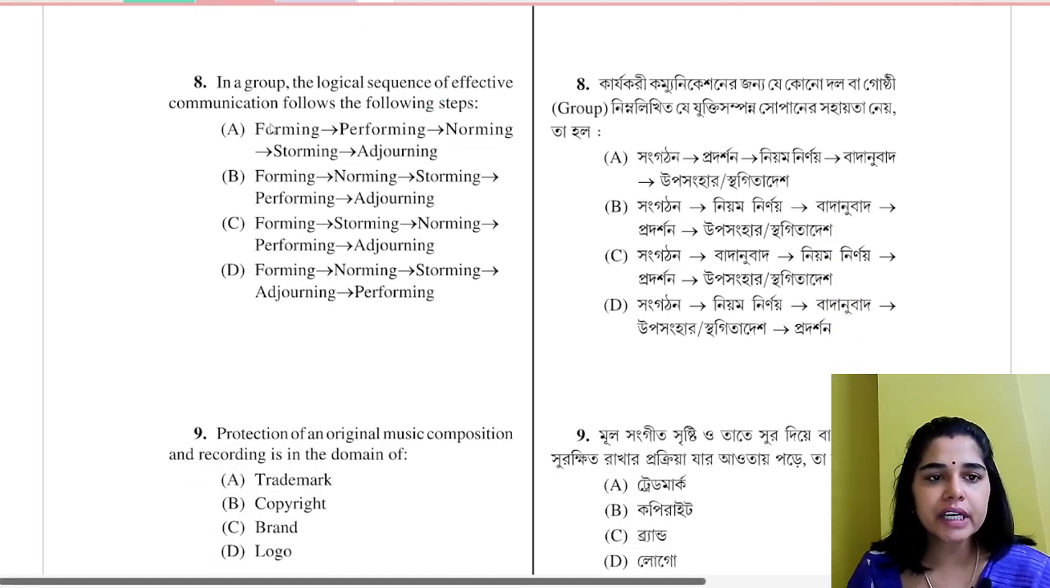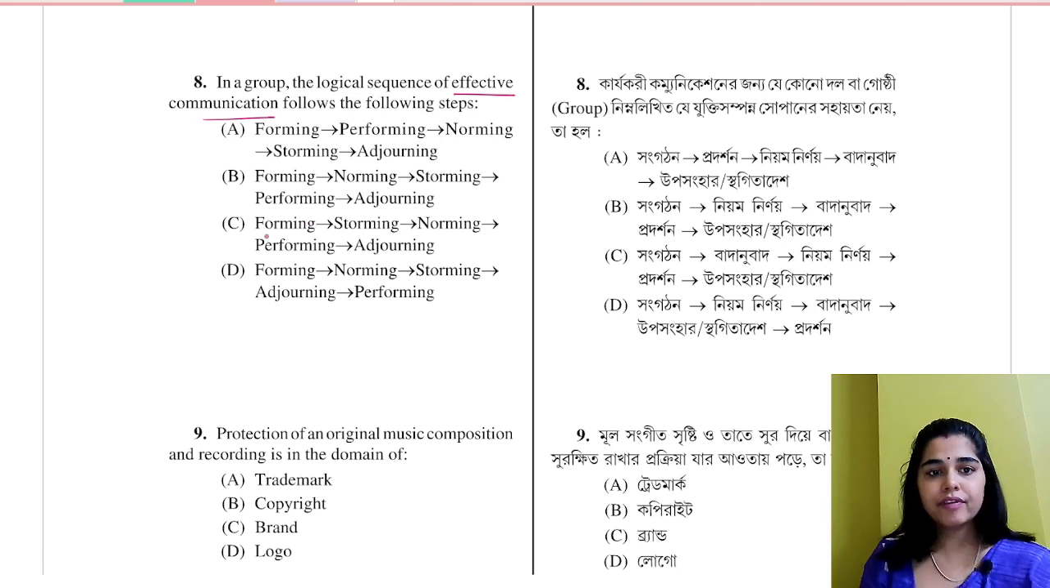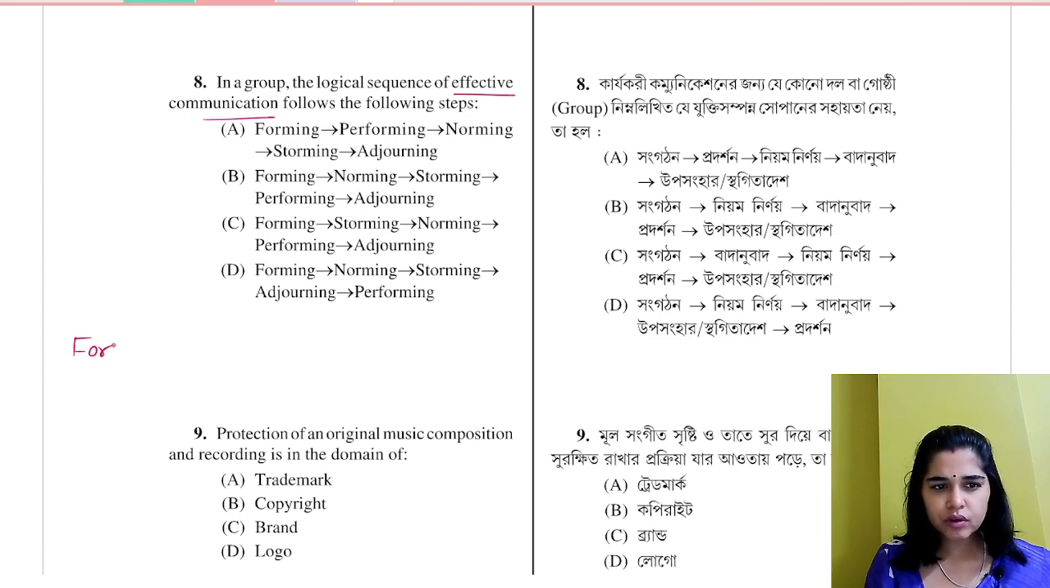I think move to the next question. In our group, the logical sequence of effective communication follows the following steps. This was the question of commerce paper 2, I think, but they asked in paper 1 also. So what is the logical sequence of effective communication? You are going to effectively communicate. Any type of communication you are going to do in a group, you will first do form.